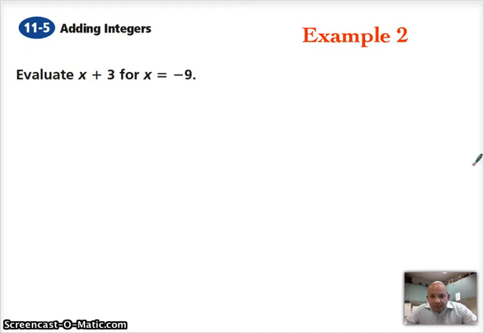Let's go to example 2. In this case, we're asked to evaluate x plus 3 for x equal negative 9. First thing I do is jot down the problem one more time. X plus 3. Then I substitute the negative 9 for the x. Negative 9 plus 3. Now I can either do the number line or the zero pairing. I'm going to choose to do the zero pairing for this one.